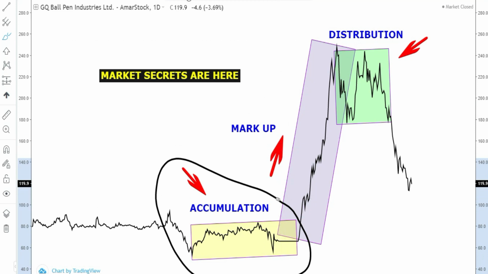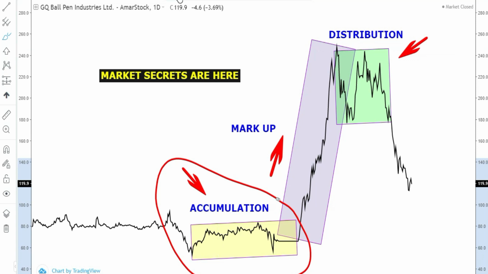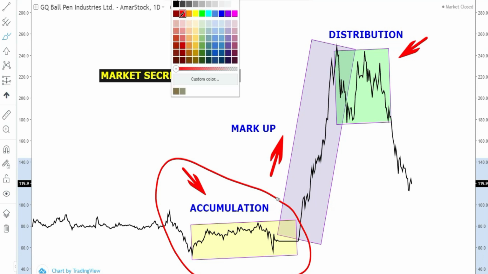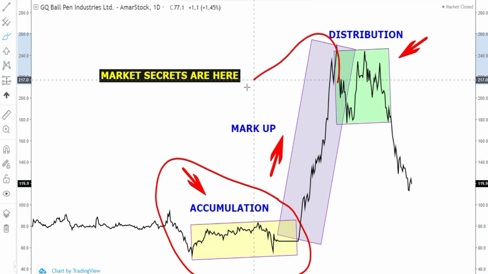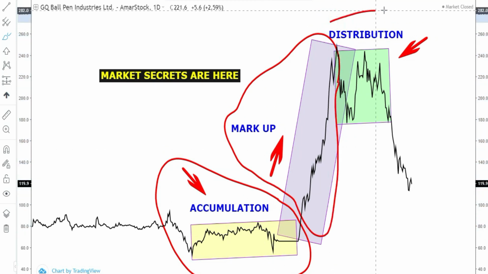In the Wyckoff method, there are three phases that are happening all the time. What are they? Number 1, accumulation. Number 2, markup. Number 3, distribution.